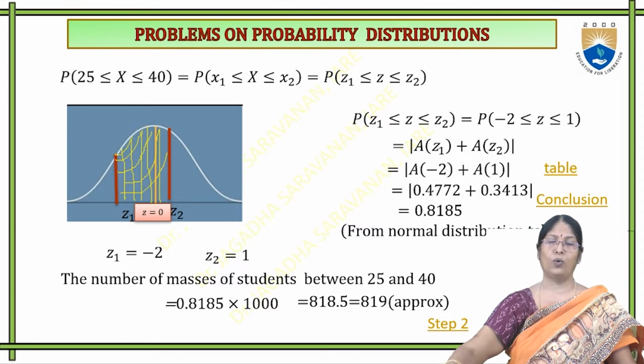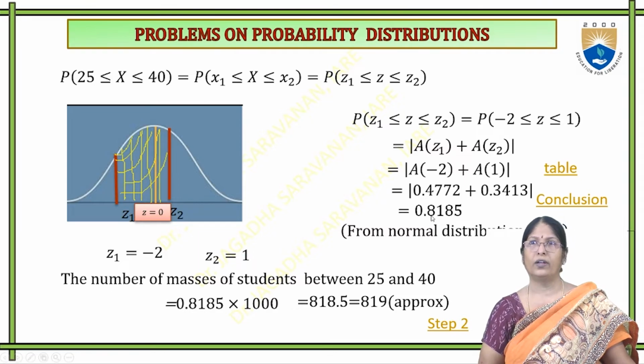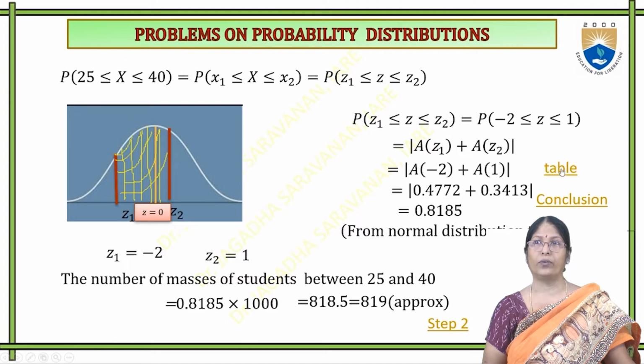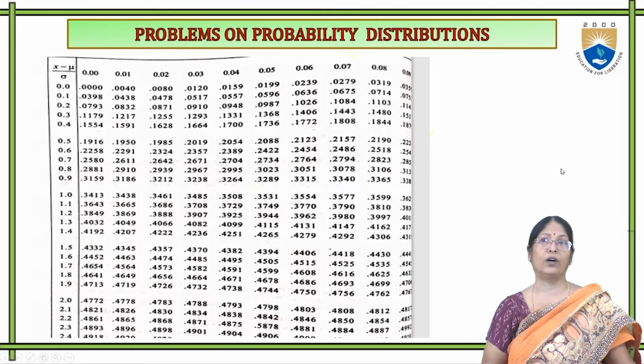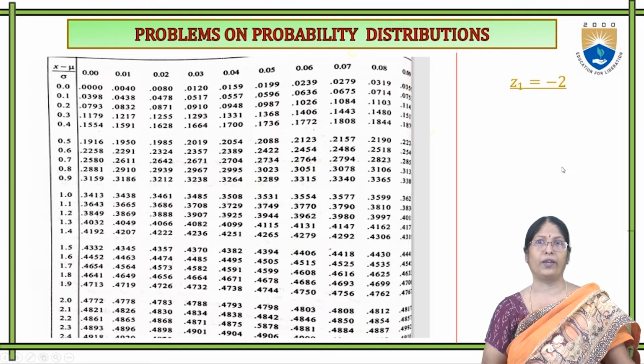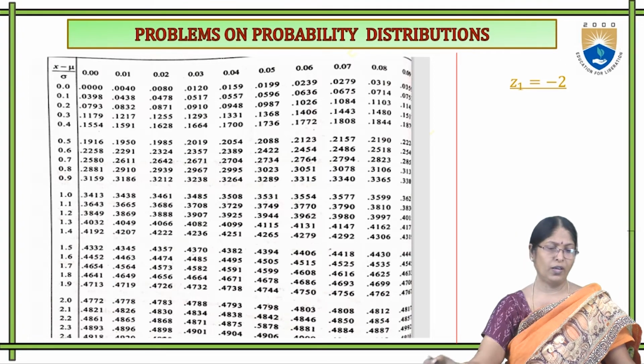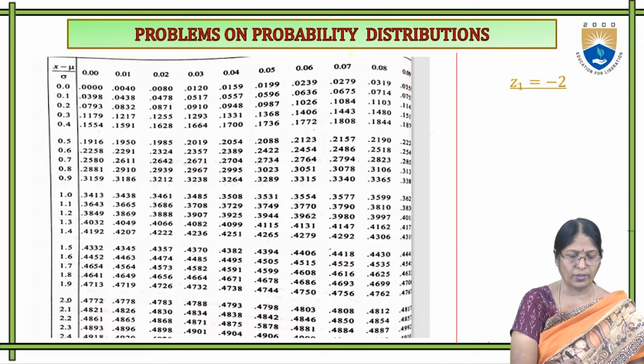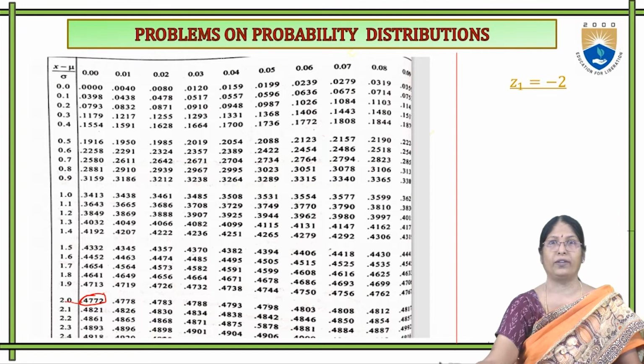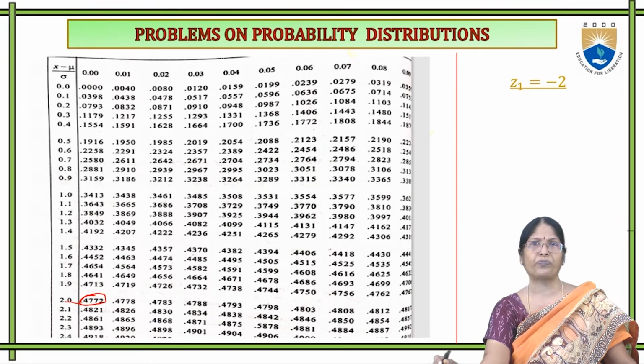We can see now how we obtained this 0.4772, and this area of 1 is 0.3413. With the help of this normal table, we obtained it. So now, the first one is minus 2. Here we can see the 2 is there. This is the value we obtained. Here in the area, there is no negative or positive. The minus sign is only to represent the normal curve.